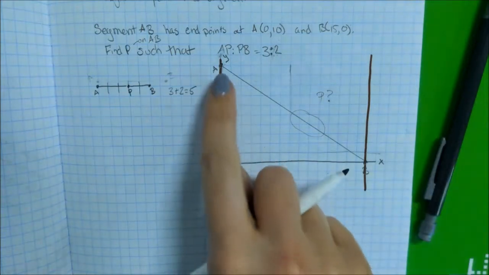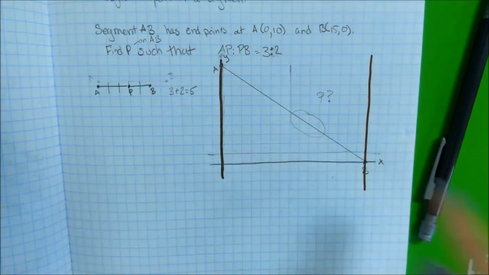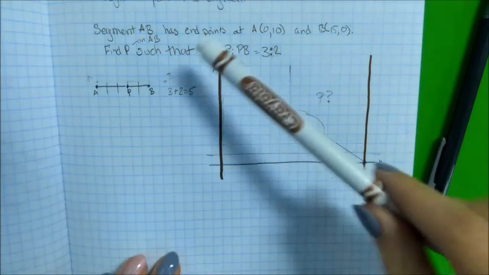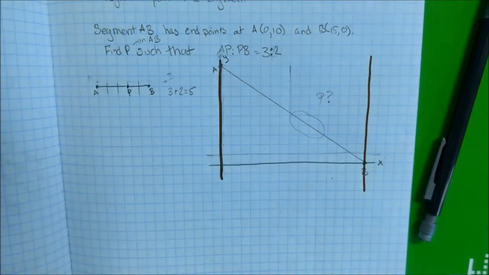Well, I know I have to partition this into 5 equal parts, but if I'm looking at this line, let me grab a different colored marker. Do I have one handy? I don't.